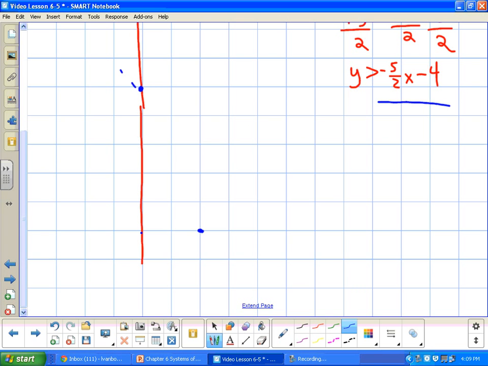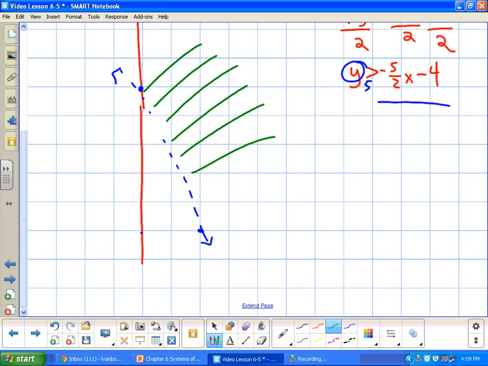I have a negative slope. That means my line is going downhill. There's my negative slope and my dashed line. In this particular problem, I'm looking for numbers greater than -5 halves x minus 4. So I will be shading above the line. Remember, here's the skier skiing down the slope, and he's above the hill. So this is above the line. So I'm shading above.